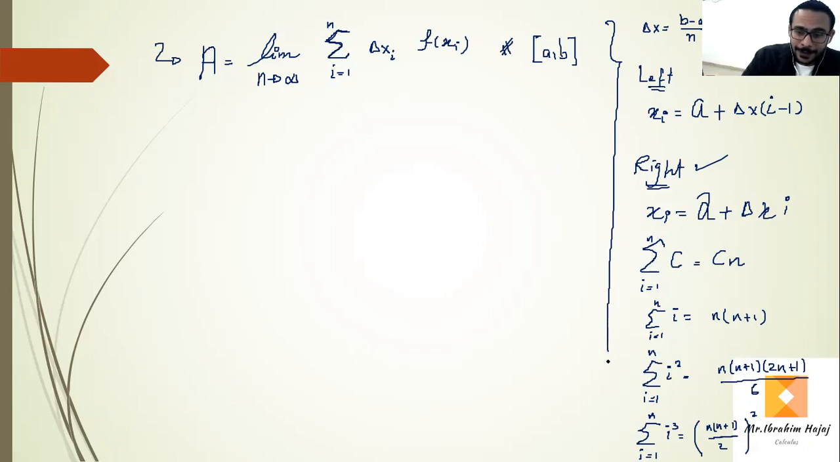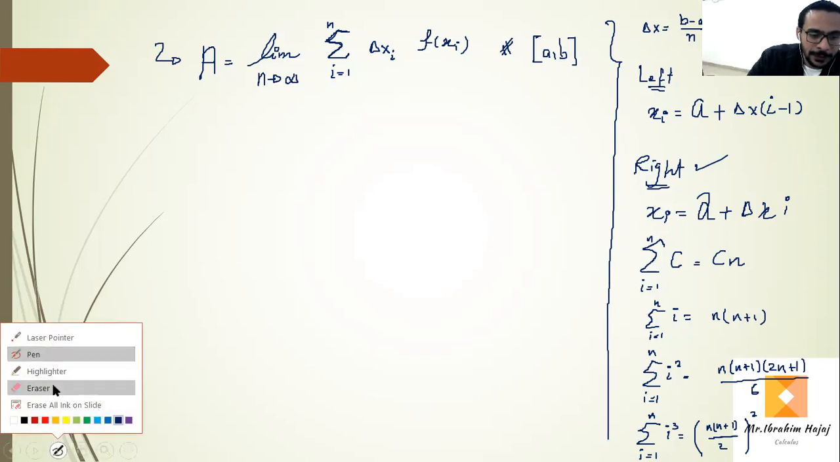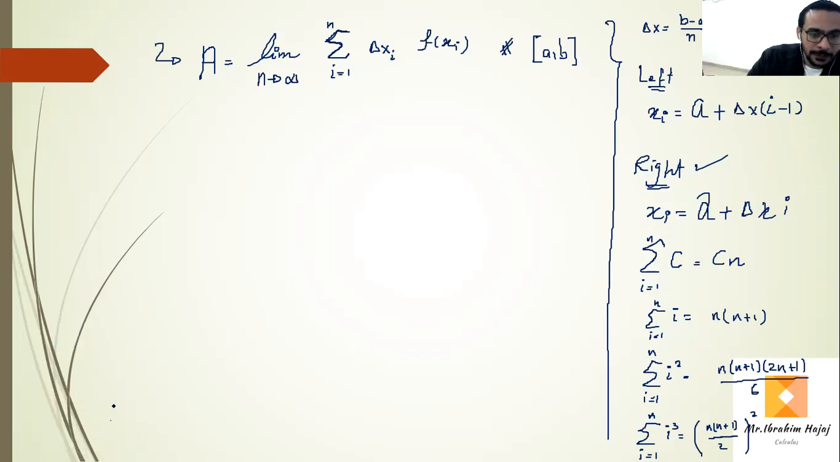Okay, let's take an example to clarify all these rules and see how to use them. The same function we used before, guys, in the first question, x squared. Let's take a simple one: x squared on the closed interval 0 to 3.